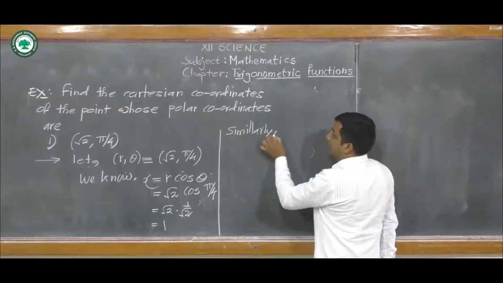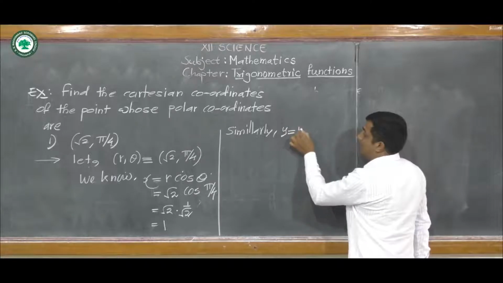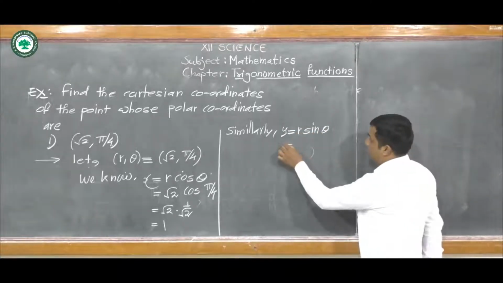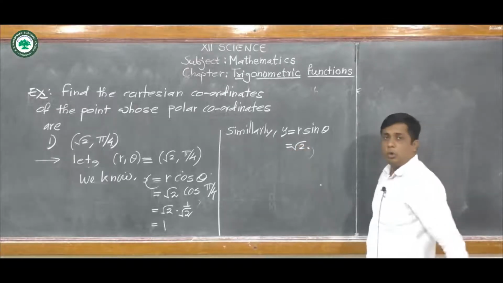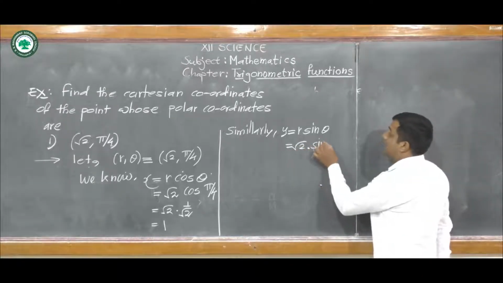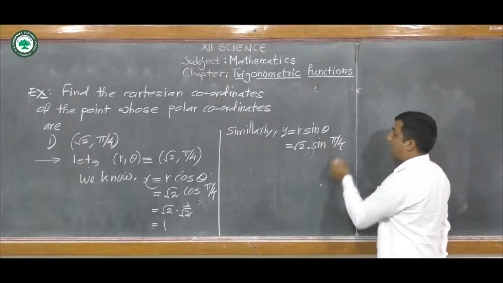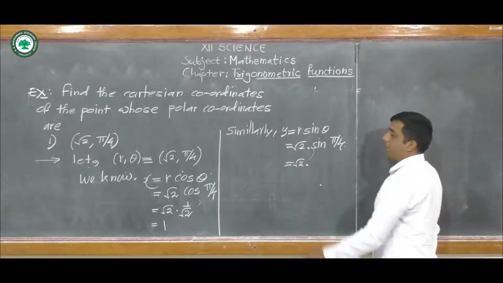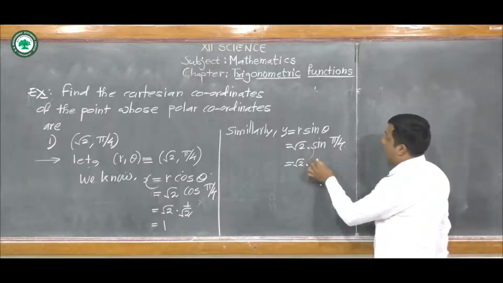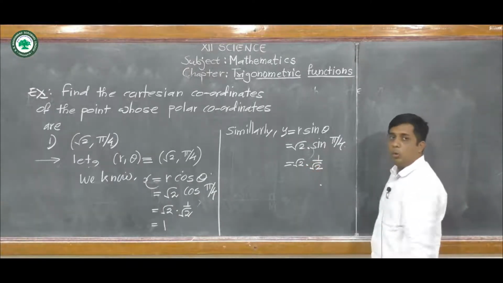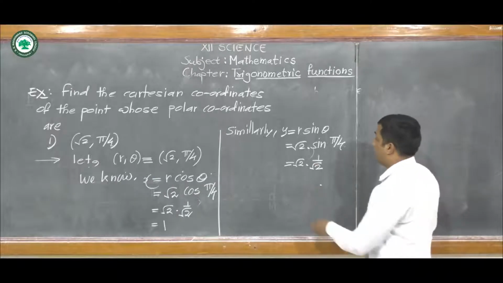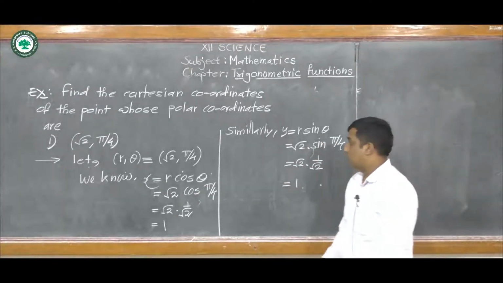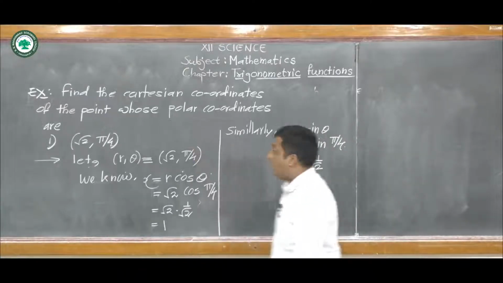Similarly, here we find y by using r sine theta. This is equal to, we know r is root 2 into sine theta. Here theta is pi by 4. Now, this is equal to, here root 2 into, we know sine pi by 4 is 1 upon root 2, and we know root 2 upon root 2 is 1. So, we get x and y.